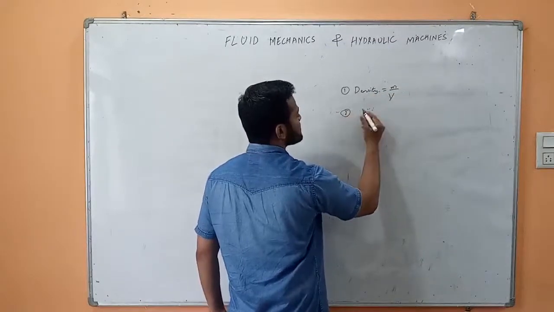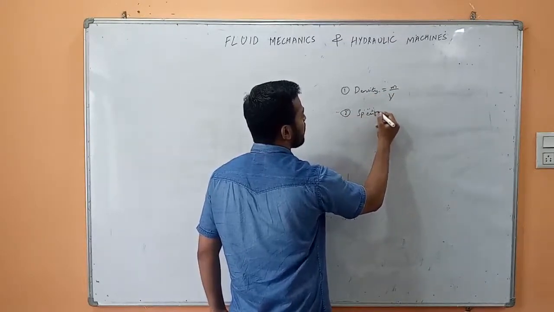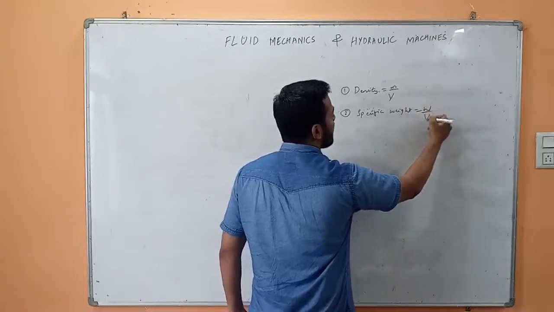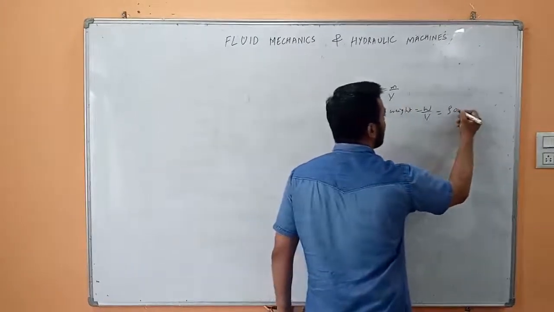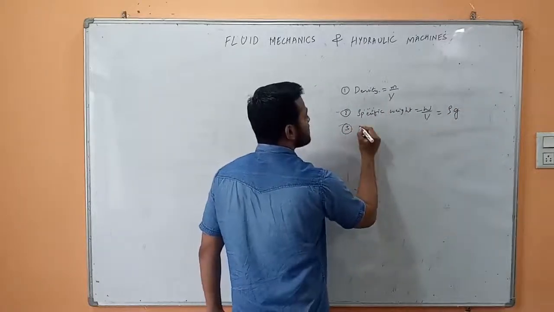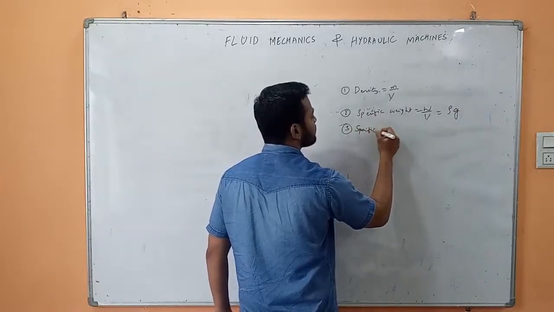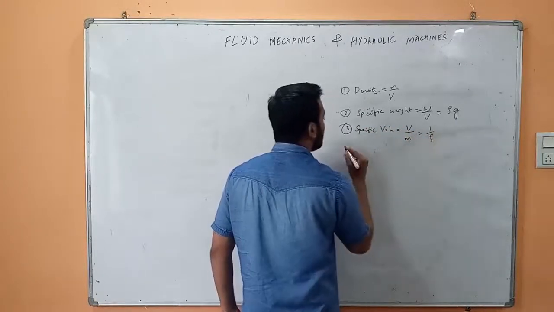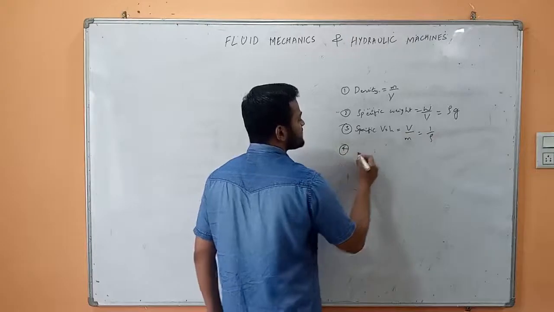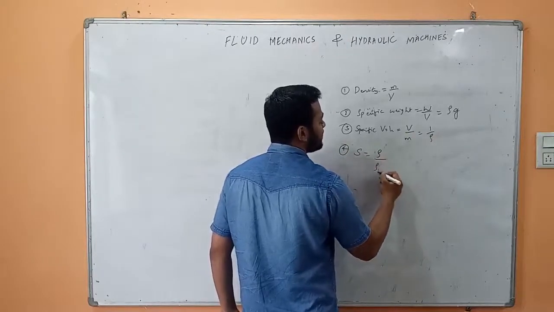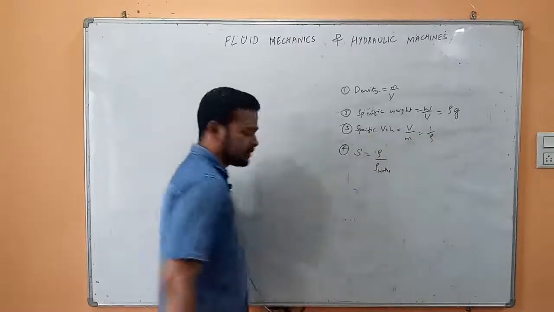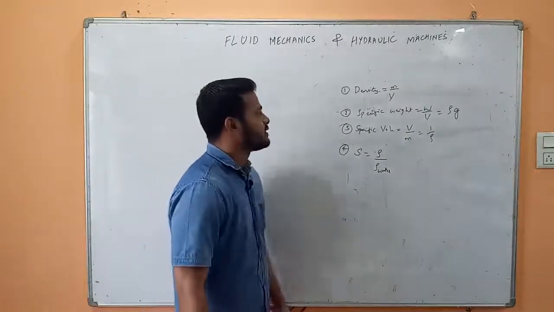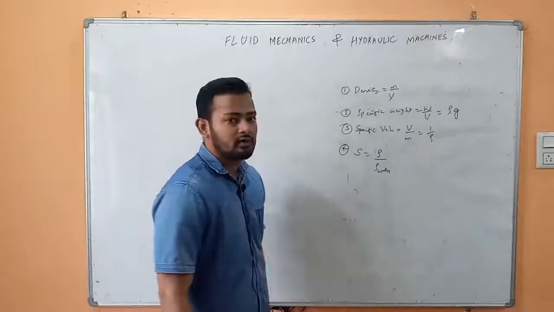Second property is specific weight, which is weight by volume, and if you further divide we get rho into G. Next is specific volume, which is volume by mass or 1 by rho, and the fourth property which we studied is specific gravity, which is density by density of water. Okay, these are the four properties of fluid which we studied in the last class. So you'll have to remember these basic formulas also.